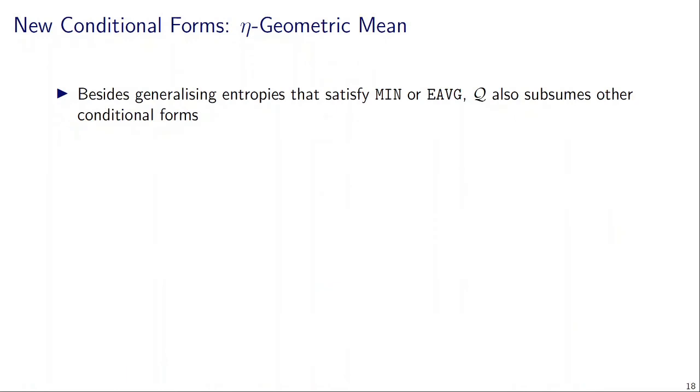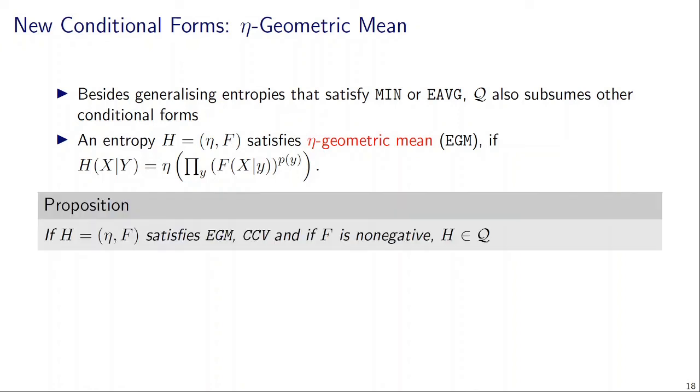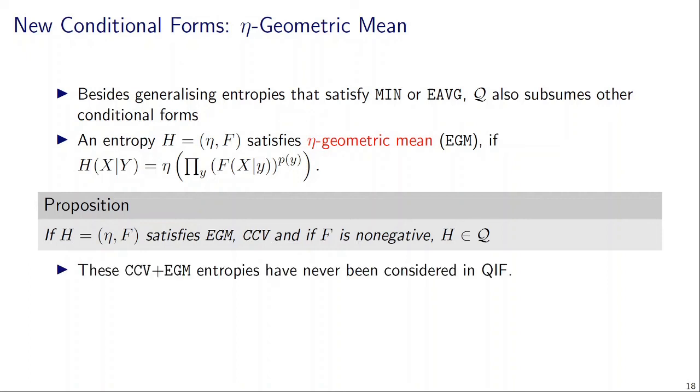Besides generalizing entropies that satisfy minimum or eta averaging, limit entropies also subsume other conditional forms. We say that an entropy eta f satisfies eta geometric mean if its conditional form is given as follows. This form is analogous to the eta averaging, but with the weighted geometric mean. So we have this result that says that if an entropy satisfies eta geometric mean, core-concavity, and if f is non-negative, we have that this entropy is a limit entropy.